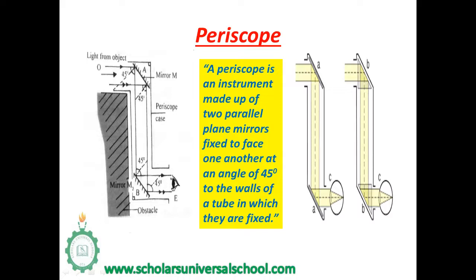Now a mirror is placed at this point at an angle of 45 degrees to the vertical or to the horizontal, whichever works for you, and the other one is placed to face the mirror at the same angle of 45 degrees. What happens is when a ray of light enters into the tube and hits the mirror at this point, it is reflected at the same angle, 45 degrees. Remember, angle of incidence equals angle of reflection.